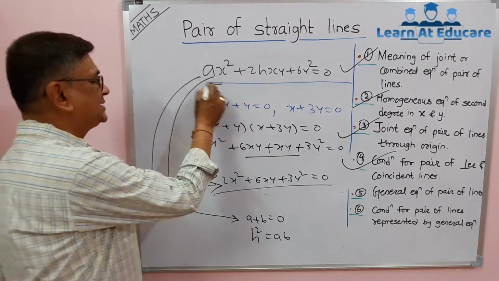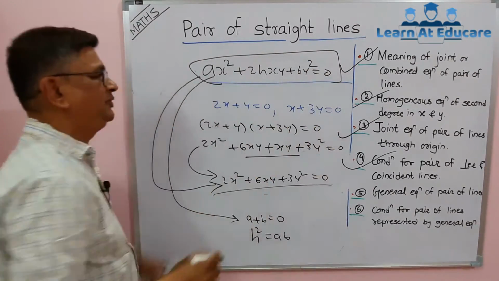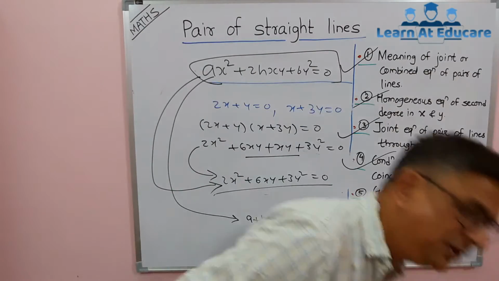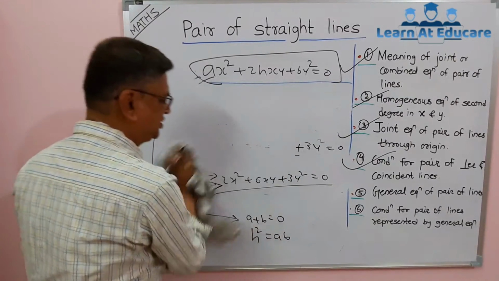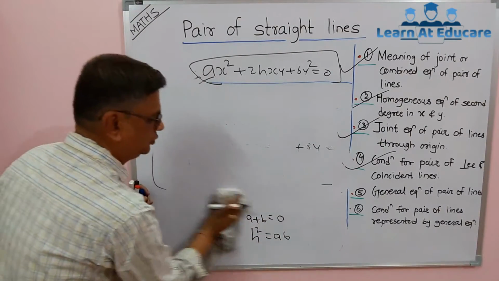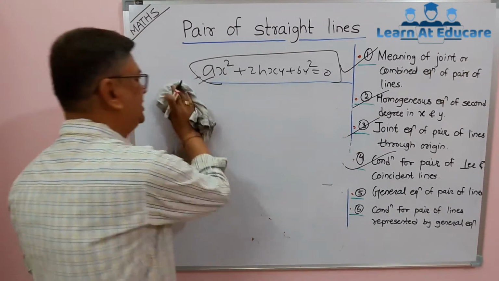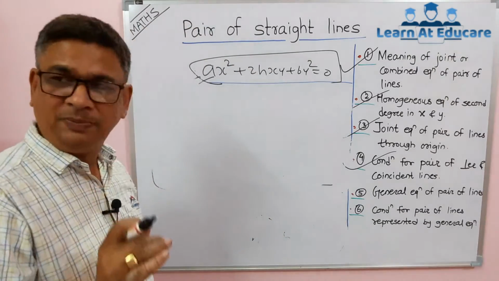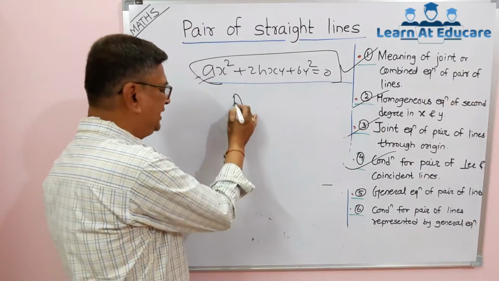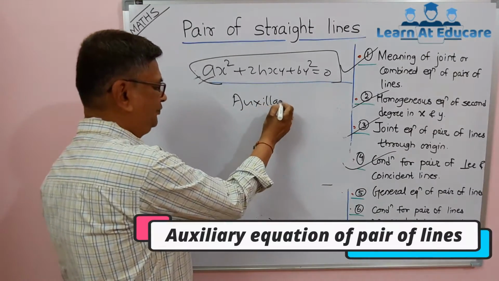So this ax square plus 2hxy plus by square equal to 0, for your information, is the joint equation of pair of lines passing through origin. It is also a homogeneous equation of second degree in x and y. Then there is one more topic that is called the auxiliary equation of pair of lines.